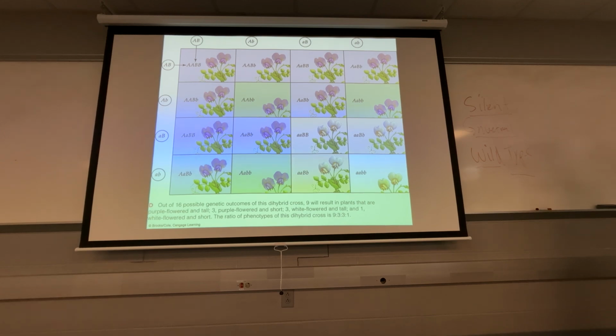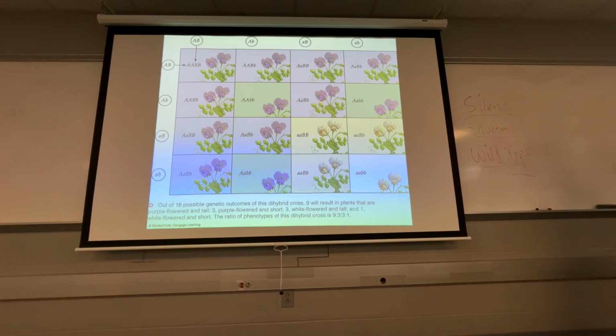Now the genotypic ratio is harder. It's 1 to 2 to 1 to 2 to 4 to 2 to 1 to 2 to 1. But all you would have to do is count them, right? So there's 1 homozygous dominant for both. There's 1 homozygous recessive for both. And then there's bunches of combinations, right? And you would just have to count them. You could just X them out, if you really wanted to do it. But that is the hardest Punnett square that you will see on the exam.